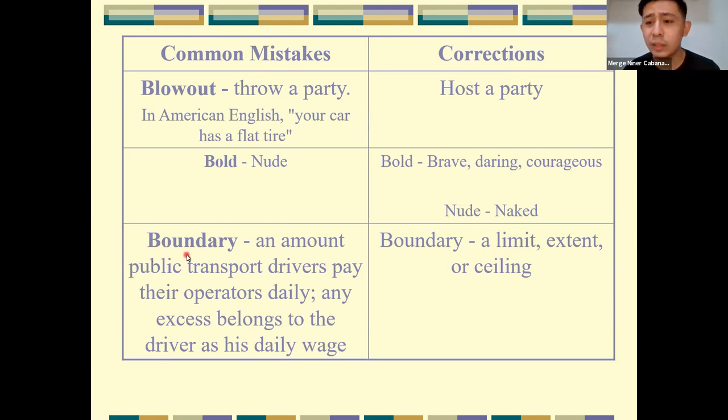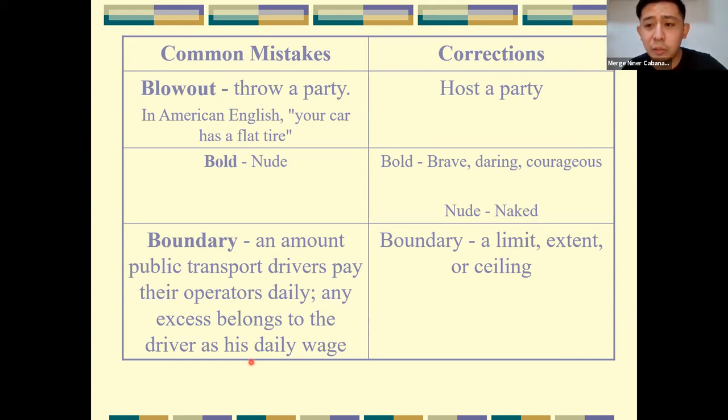Boundary, what is boundary? I bet you guys have heard this word. You might have heard this from a jeepney driver or a tricycle driver, saying, oh, I can go home now because I've already reached my boundary. Well, in the Filipino sense, boundary refers to an amount. Public transport drivers pay their operators daily. Any excess belongs to the driver as his daily wage. So for example, I am the tricycle operator. I own a tricycle that has a sidecar and I don't know how to drive, but I know someone who knows how to drive. So I'm going to let that person ride my tricycle.